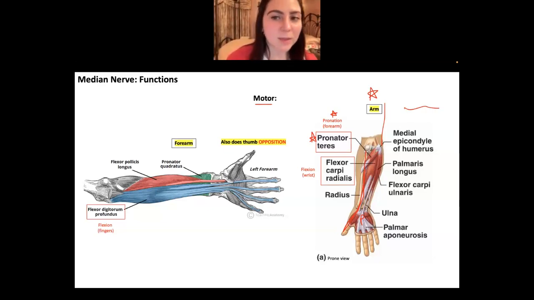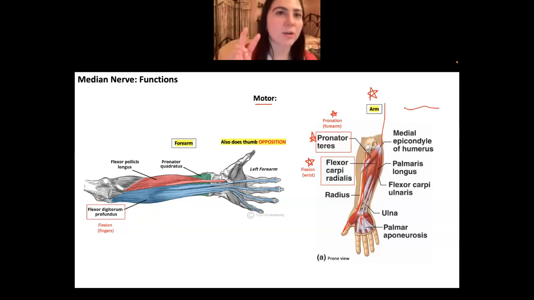But the main thing with the median nerve is it does a lot of the flexor muscles. It doesn't do all of them. The ulnar nerve does a few others, but the main two that the median nerve does are your pronator teres and your flexor carpi radialis. And the flexor carpi radialis does wrist flexion. Okay, so now we did wrist extension with the radial nerve. Now we're doing wrist flexion with the median nerve. Okay, so those are the two things here.